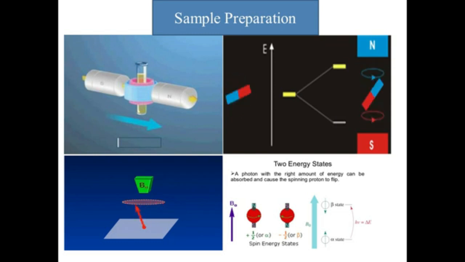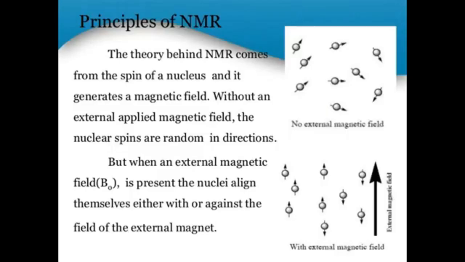B naught gives the plus for the alpha state and minus for the beta state. So this is for the spin energy states. The alpha state is excited to the beta state. Then the spin relaxation and spin-lattice relaxation occur, so we can collect the signal easily. So these are the principles of NMR.